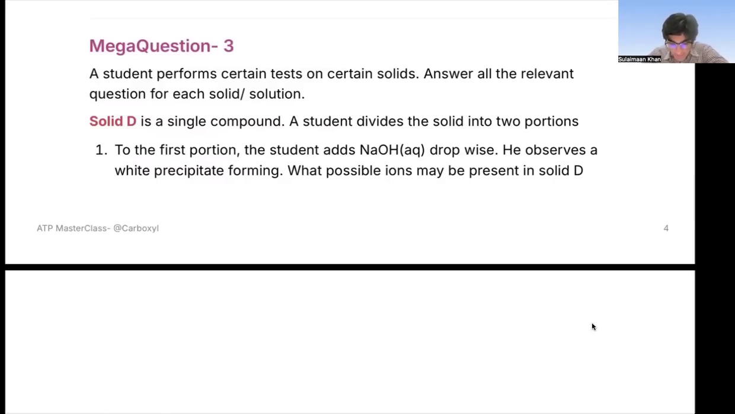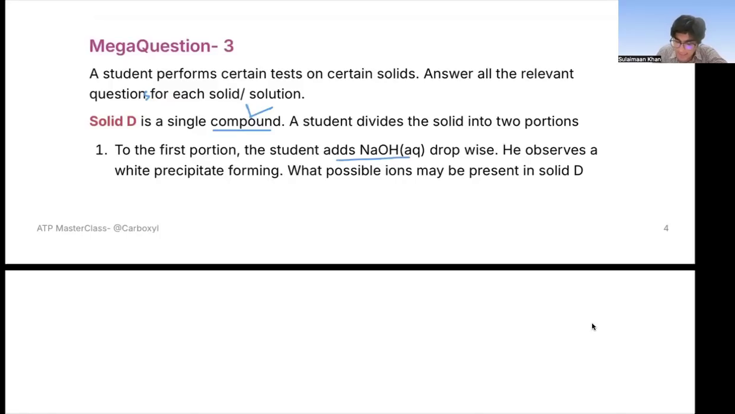A student performs certain tests on certain solids. Answer all the relevant questions for each of the solid slash solution. Solid D is a single compound. We need to be careful, so it must have a cation and an anion, one positive ion and a negative ion. To the first portion, the student adds sodium hydroxide drop by drop. He observes a white precipitate forming. What possible ions may be present in solid D?